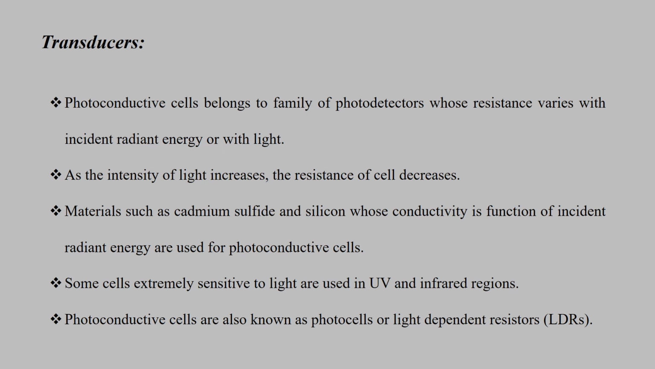Materials such as cadmium sulfide and silicon, whose conductivity is a function of incident radiant light, are used for photoconductive cells. Some cells are extremely sensitive to light and are also used in UV and infrared regions. Photoconductive cells are also known as photocells or LDRs, light dependent resistors.